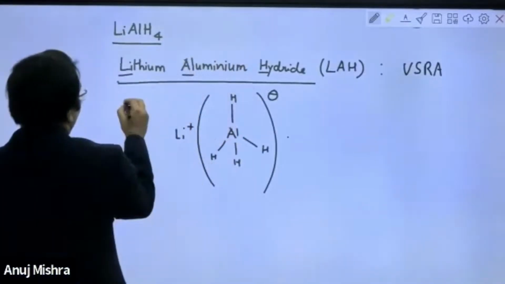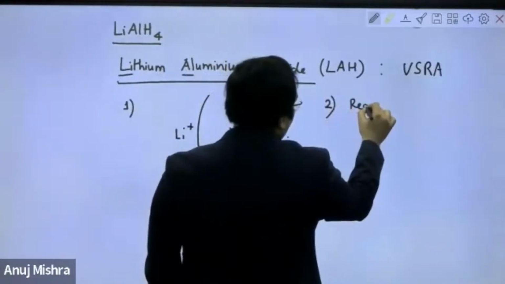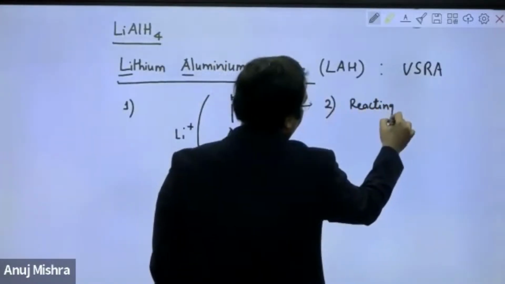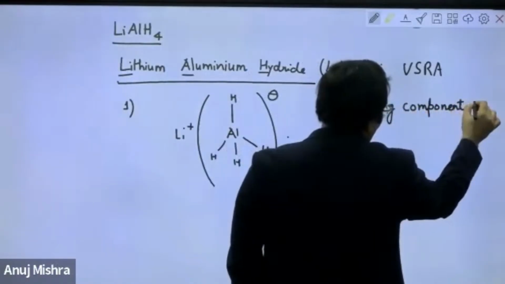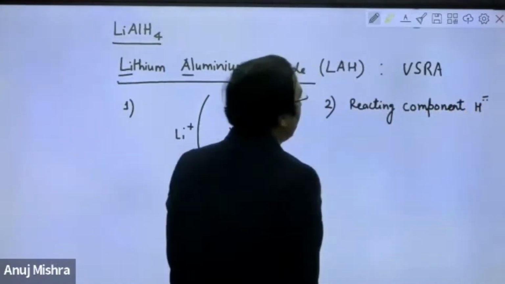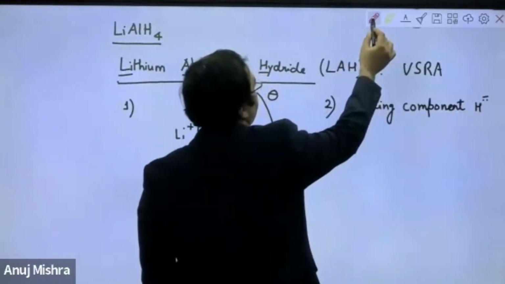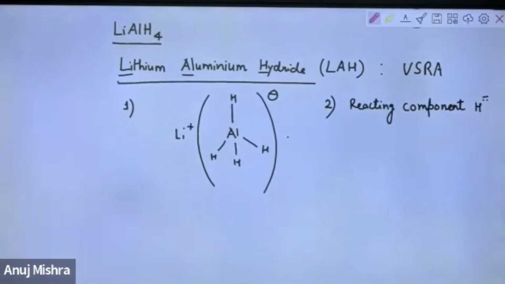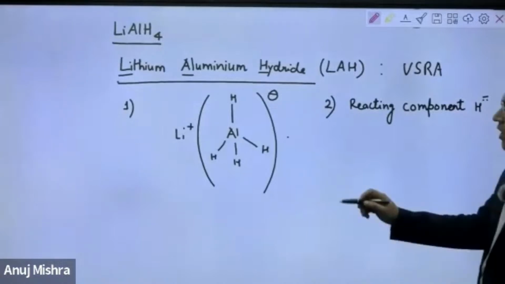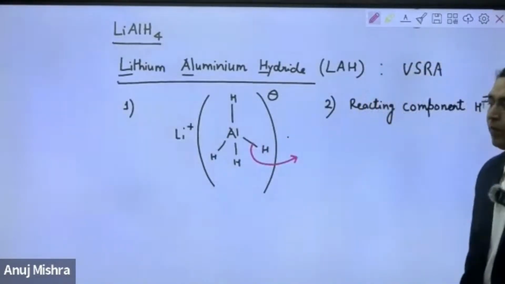Now after writing this, write the next point: reacting component. Here is H negative. So the reacting component is H negative in this case. H negative is going to react. H negative will react. Where does H negative come from? Here is the H negative. It attacks.